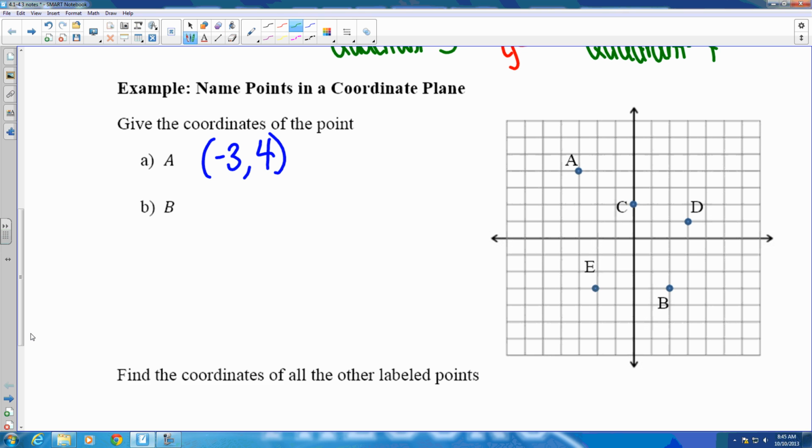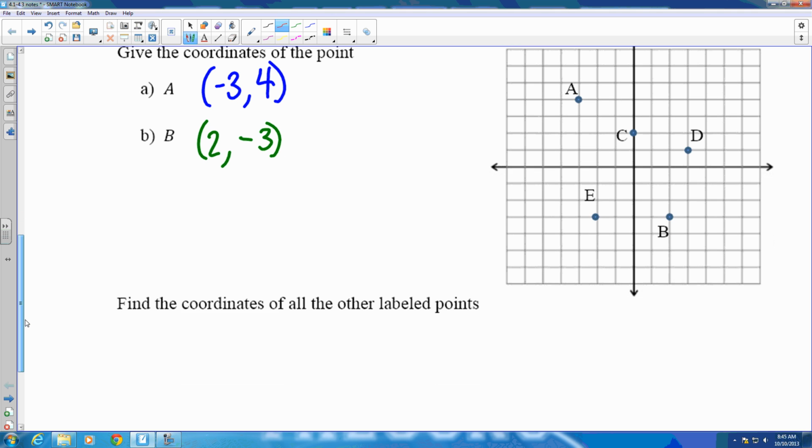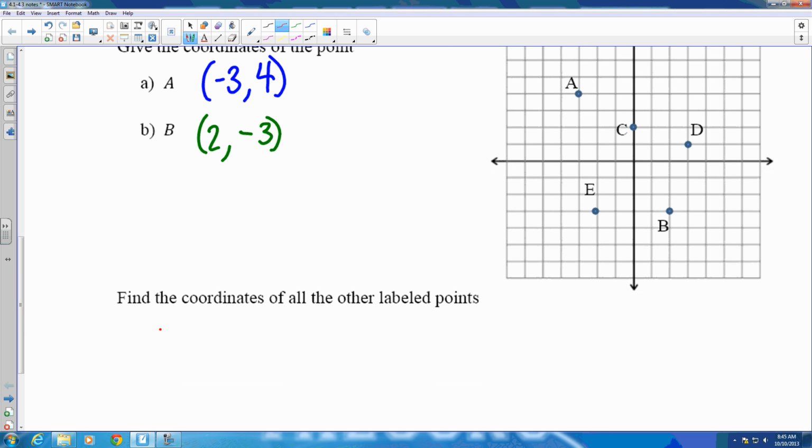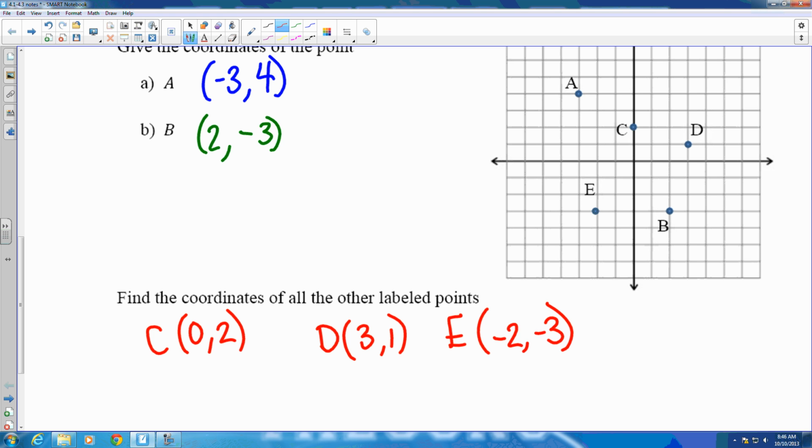Okay, next we have to find how to get to point B. We go in the right direction horizontally 2 to get to where B is located, so that's positive 2. And we go vertically down 3, which would be negative 3. Okay, now we have to find the coordinates of the other 3 points. C is (0, 2). Now it's 0 because we don't move at all horizontally, we only move vertically. D is (3, 1). And E is (-2, -3).